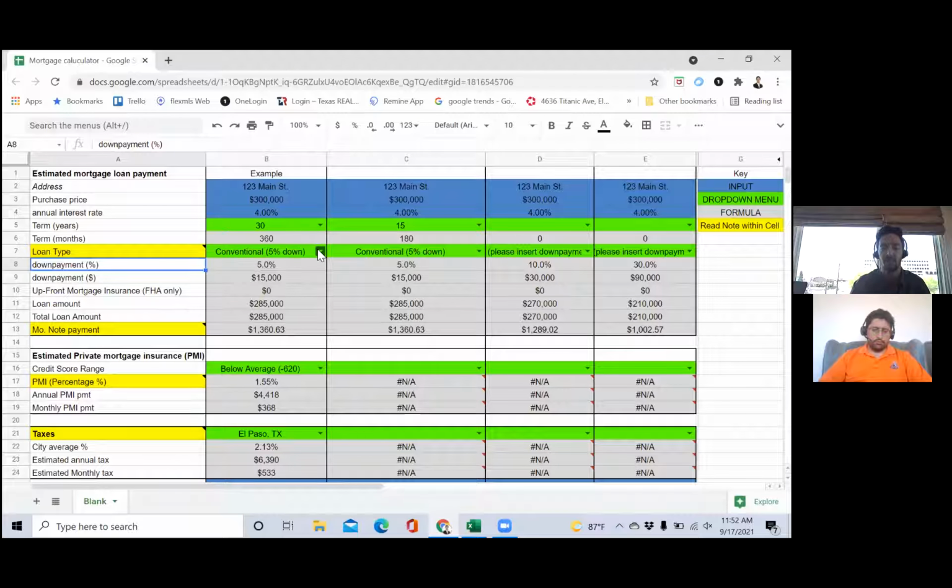So let's just assume we're comparing a conventional 5% down, 30 years versus 15 years, and then different down payments. Let's just compare it on 30-year notes. This will give you your down payment. Key note, this is just the amount for the down payment which your note will be reduced by. There are other costs other than your down payment when you come to the closing table.